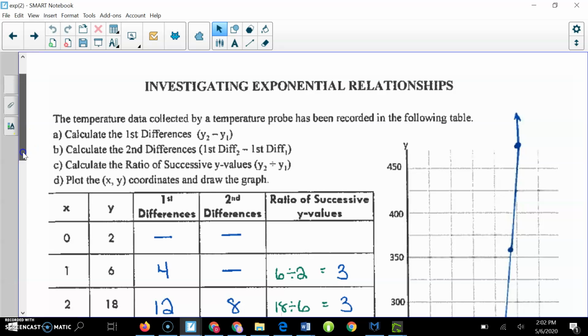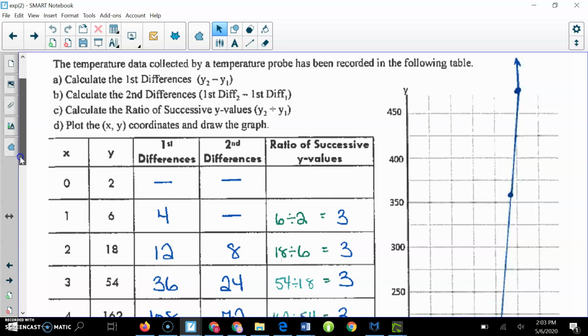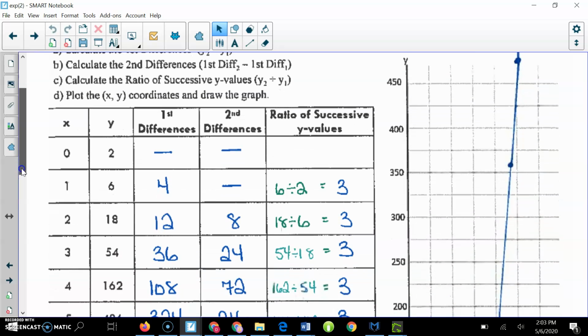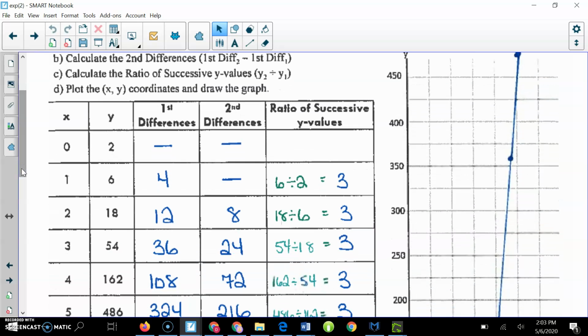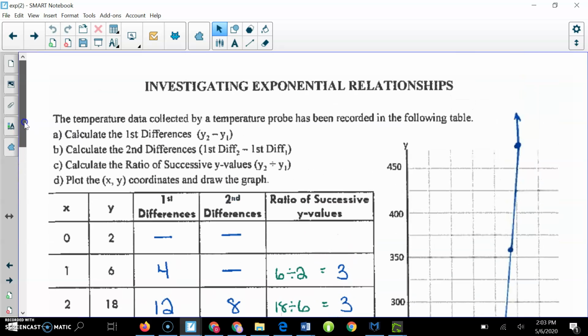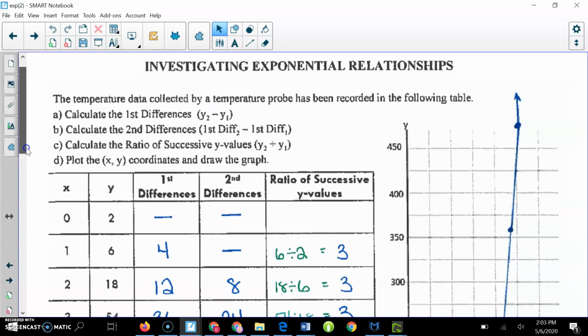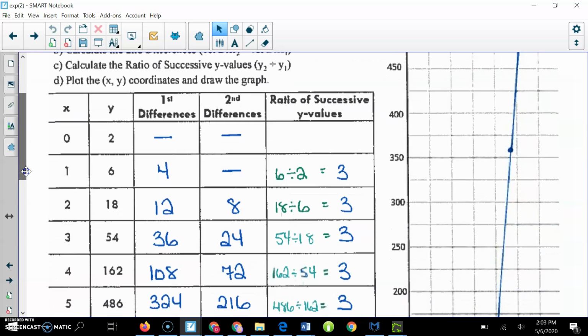All right, guys, let's take a look at exponential relationships. So you guys have done linear relationships, you've done quadratic relationships, and now we're on to our third type, which is exponential. So what you want to look at here is what happens, well, kind of to the first difference.